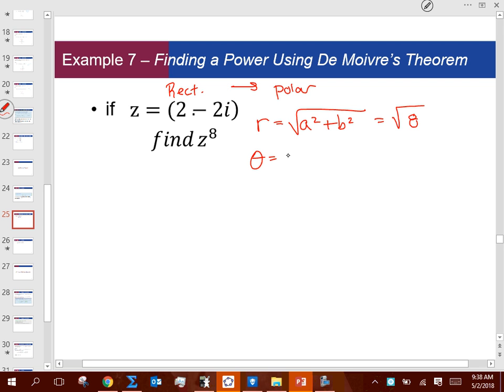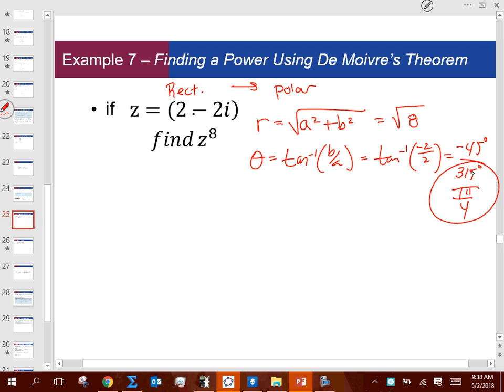Theta, remember, is tangent inverse of b over a. So that's tangent inverse of negative 2 over 2. So that's going to give me tangent inverse of negative 1, which ends up giving me negative 45 degrees. If you want to use negative 45 degrees, that's okay. I would probably prefer 315 degrees or in radians 7 pi over 4. Those are coterminal with negative 45.